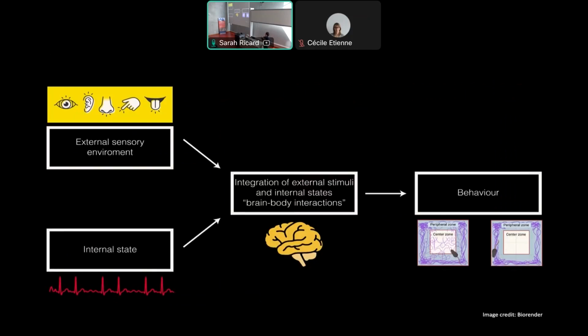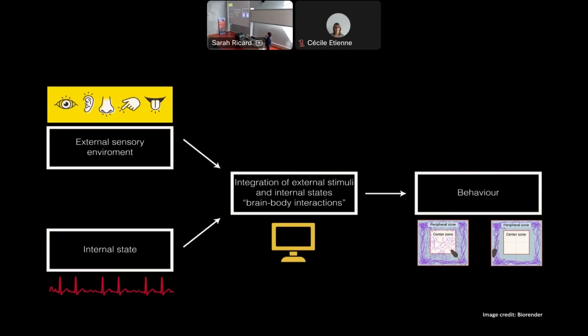And sort of the modern approach of neuroscience is to think of us as existing in the world where we have a lot of things bombarding our senses. So we see things, we hear things, we smell things. But at the same time, we also have an internal state, which is how we're feeling at any given time. And that also depends on our history. And the question is how does the brain integrate all of the sensory bombardments and the internal state in order to perform behavior?